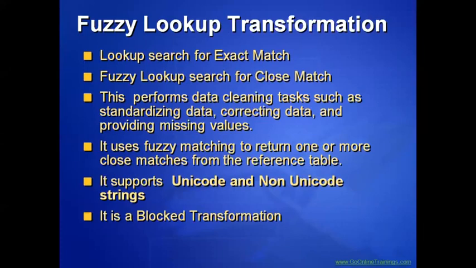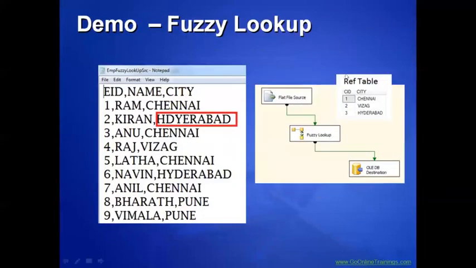It uses fuzzy matching to return one or more close matches from the reference table. It supports Unicode and non-Unicode strings. It's a block transformation. So, for example, I have some data. I have a flat file source and I'm using a lookup transformation. You understand lookup, not fuzzy lookup. Now, lookup transformation always takes the exact match.